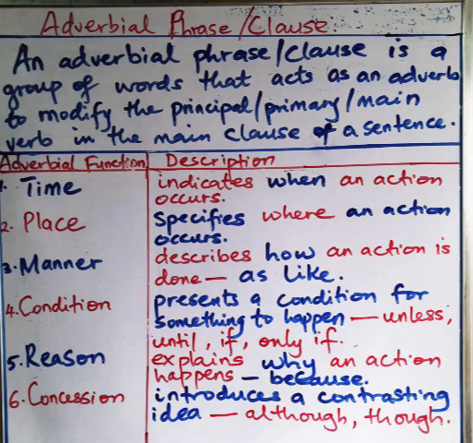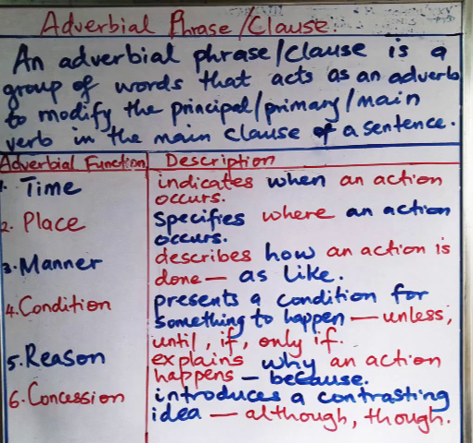Like you already know, a sentence has a main clause and a subordinate clause. The main clause is also referred to as the independent clause, while the subordinate clause is referred to as the dependent clause. We have the following types of adverbials: adverbial of time, of manner, adverbial of place, adverbial of condition, adverbial of reason, and adverbial of concession.